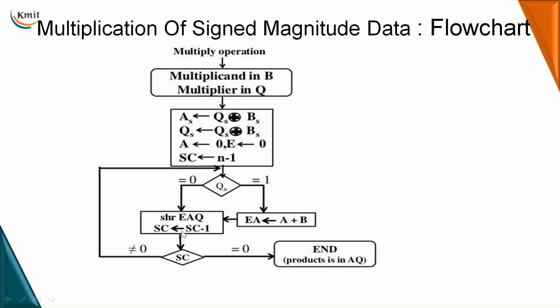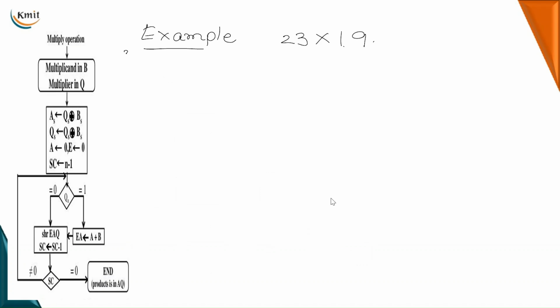And then you are going to check the sequence counter. Based on the value of the sequence counter, we are going to decide whether we are going to go back to the loop or stop the multiplication operation. So this is the flowchart of your multiplication. Now let us see an example.